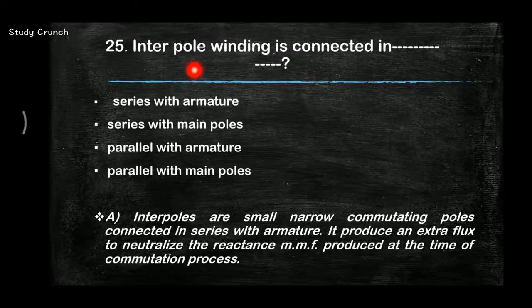Next, interpole winding is connected in which pattern? So the answer will be, it will be in series with the armature. Interpoles are actually small narrow commutating poles connected in series with the armature. It produces an extra flux to neutralize the reactance MMF produced at the time of the commutation process.